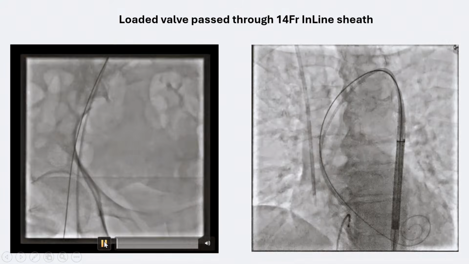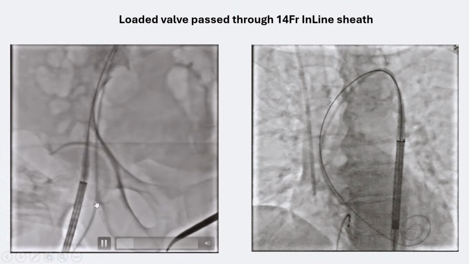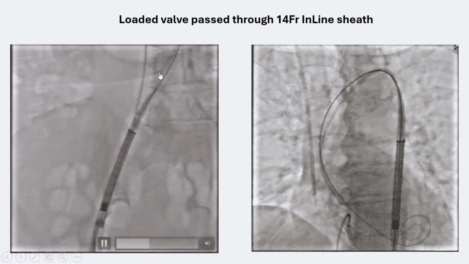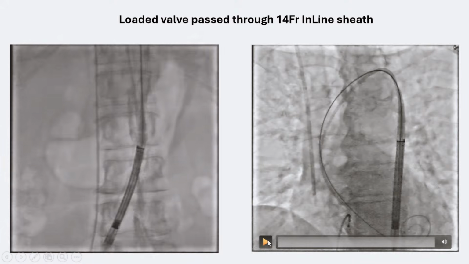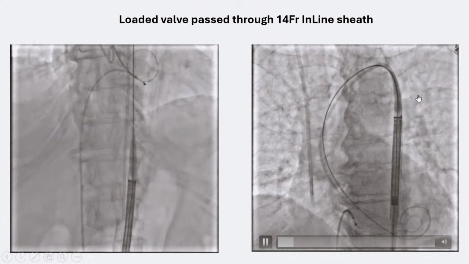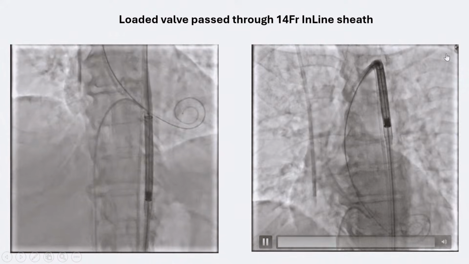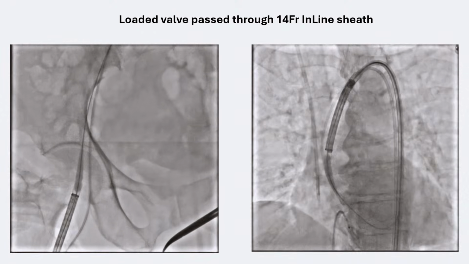After that, we took our valve, which we loaded, and the loaded valve was passed with the 14 French inline sheath. And we didn't have any difficulty after this to pass these larger, bulkier gadgets. It went very smoothly thanks to the peripheral IVL. And here we are taking it across into the aorta, and reaching its position.